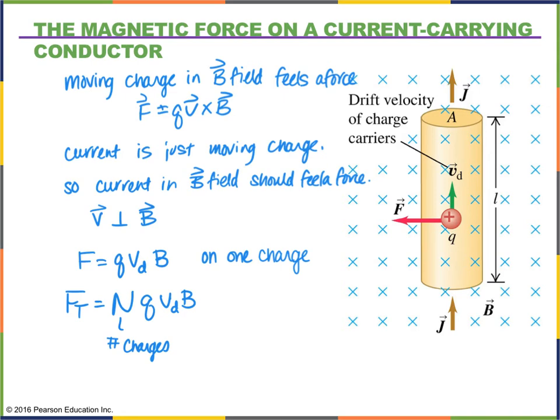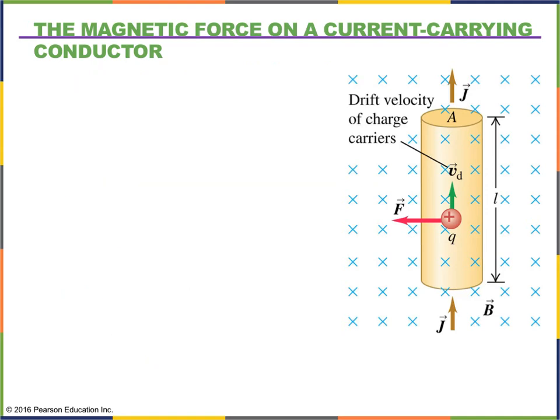Now, how do we find N? So let's go to the next page. So we're saying that the total force is N, Q, V_D, B. The total number, well, we have to decide how much of the wire we're going to take. So we're going to take a piece of the wire. It's the whole piece we're going to take.